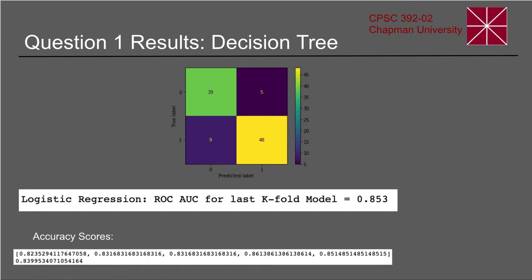For the decision tree model, the model followed the exact same process as the logistic regression model. The average accuracy across all 5 K-fold models, of course, was 83.2%, which is pretty good. The area under the ROC curve for the last model was 0.85, which is substantially better than the logistic regression model. And this basically means that the model was about 35.3% better than chance, and overall, the decision tree model performed the best out of the 2 for the first question.